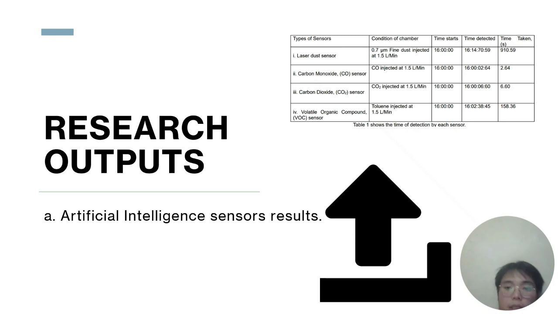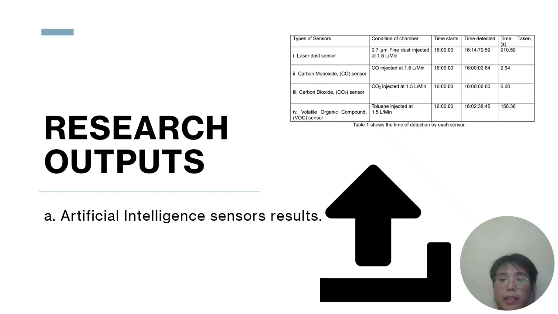After knowing about the research methodology, it's time to talk about the research outputs. The research outputs focus on the artificial intelligence sensor results. The results are shown above, where multiple types of sensors have been used in this system: the first is the laser dust sensor, the second is the carbon monoxide sensor, the carbon dioxide sensor, and also the volatile organic compound (VOC) sensor. Each sensor is built differently, but these are the major sensors, because these hazards can be found easily inside the mine. That's why all these sensors are used, to see how fast the detection of hazards can be.